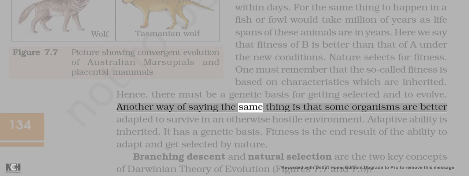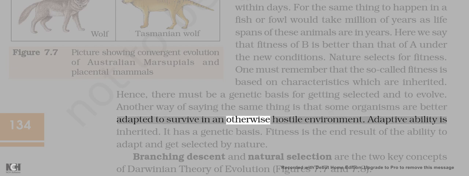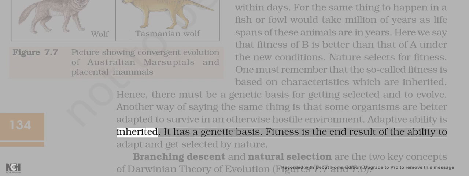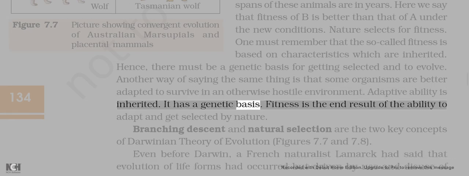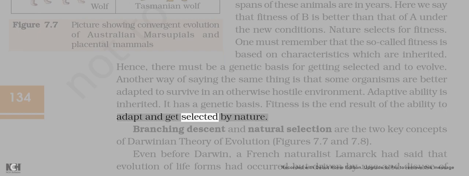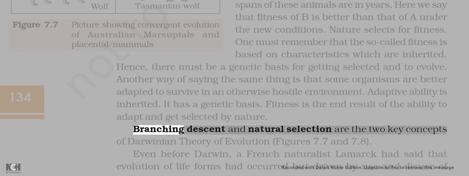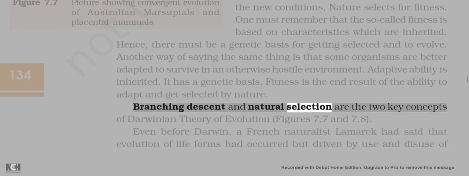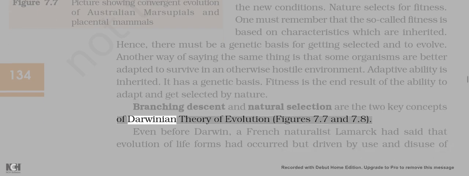Another way of saying the same thing is that some organisms are better adapted to survive in an otherwise hostile environment. Adaptive ability is inherited. It has a genetic basis. Fitness is the end result of the ability to adapt and get selected by nature. Branching descent and natural selection are the two key concepts of Darwinian theory of evolution, figures 7.7 and 7.8.